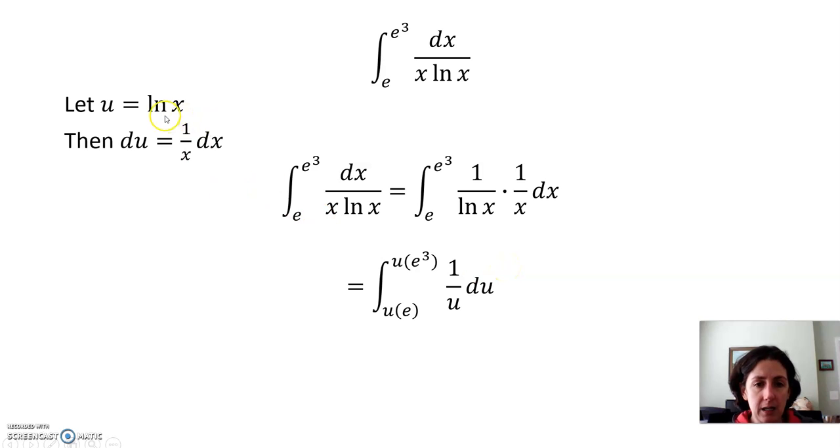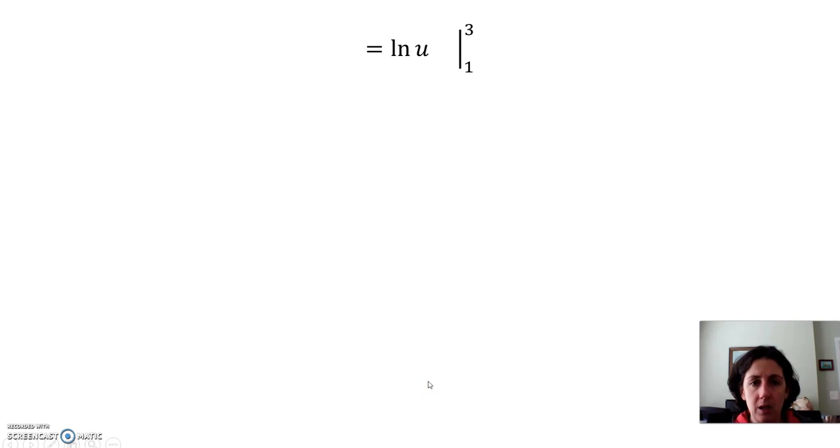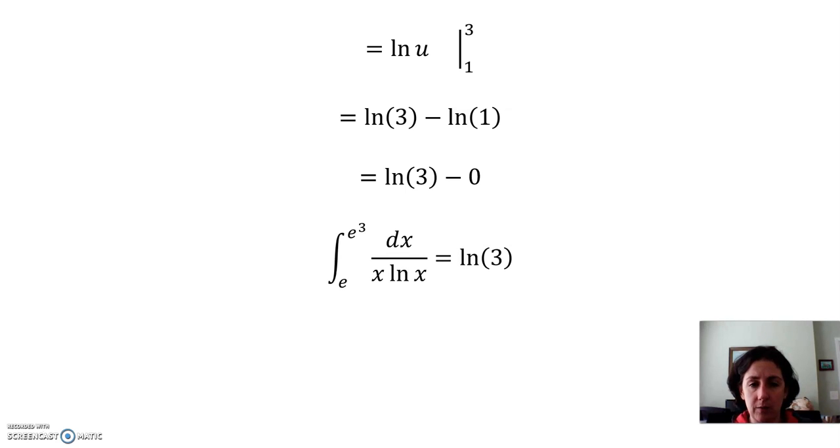When I do that, u evaluated at e cubed is going to be 3. Natural log of e cubed is 3. And then the lower bound will be the natural log of e, which is going to be 1. And the antiderivative of 1 over u du is the natural log of u. So now I have the natural log of u evaluated from 1 to 3, which will give me the natural log of 3 minus the natural log of 1, which is the natural log of 3 minus 0, which is the natural log of 3.